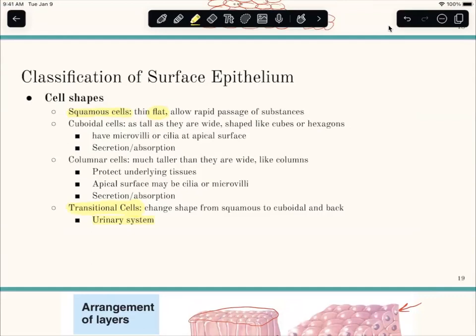So this is an example. This lines your bladder. The inside of your bladder is lined with these transitional cells. So as your bladder fills with urine and it starts to stretch, these cells allow your bladder to stretch to fill with urine until you go void.